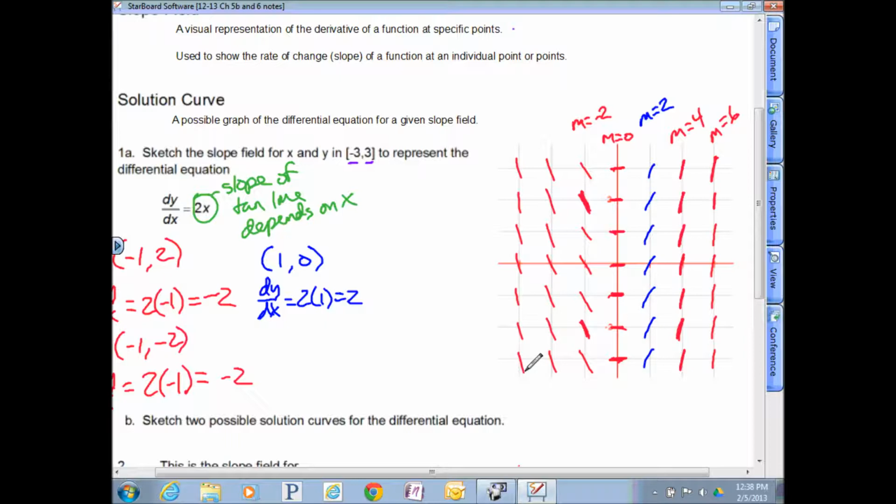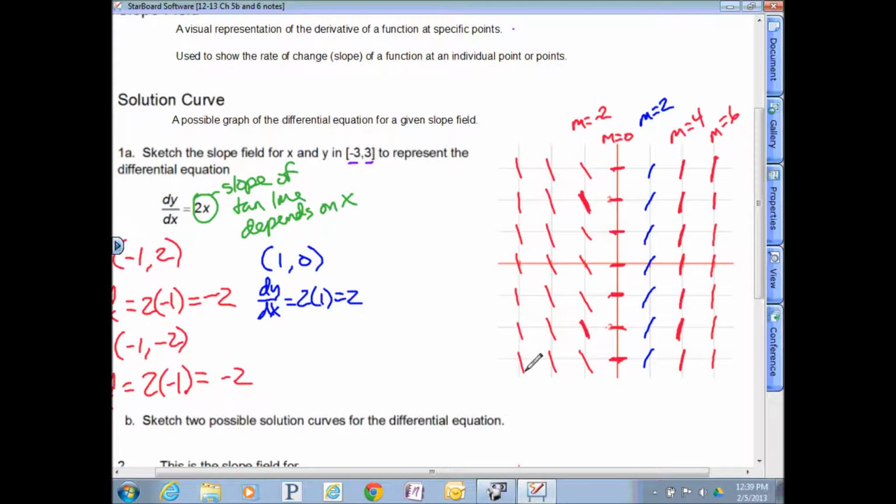And we've decided that the slope of the tangent line depends only on the x's, which means for consistent x values, we're going to have consistent slopes. When the x changes, it changes the slope. So that's part A. So we've created the slope field. Now part B, we're going to come up with this solution curve. Well, what's a solution curve? A possible graph of what the differential equation looks like. Well, what does this look like?